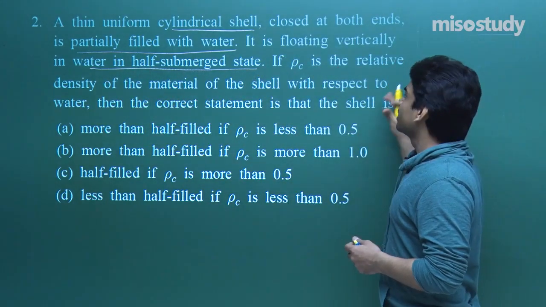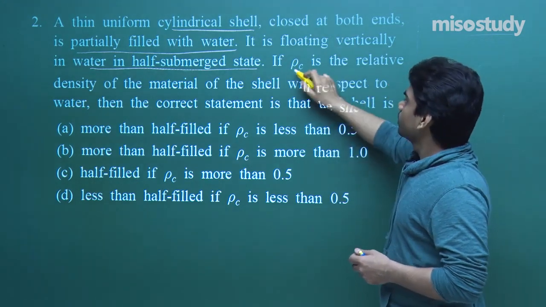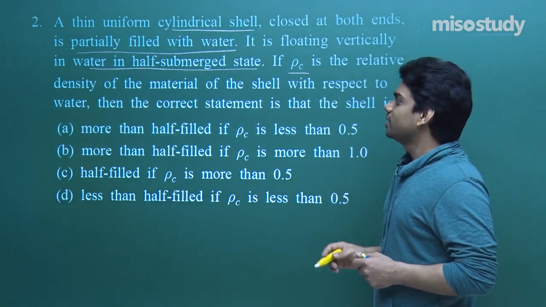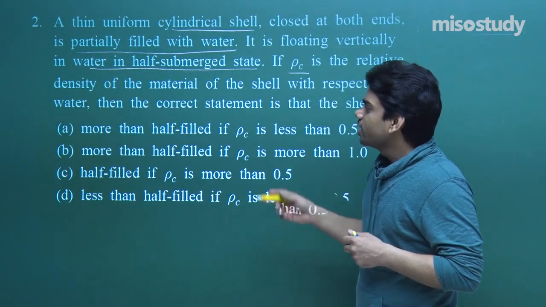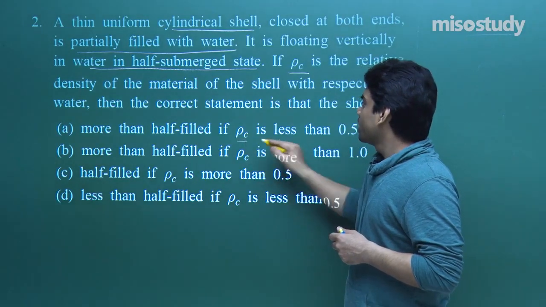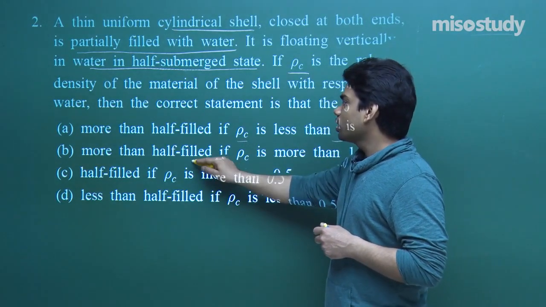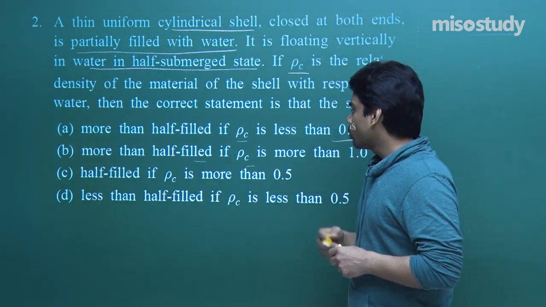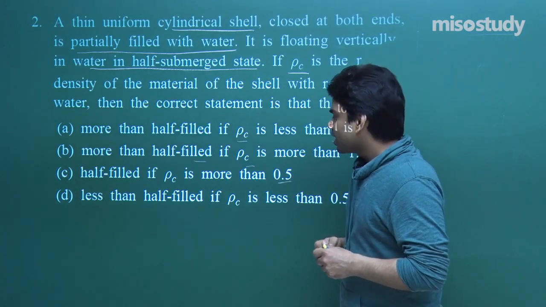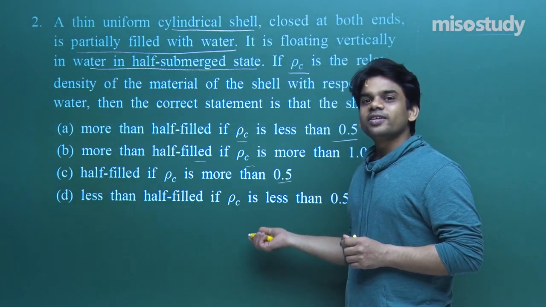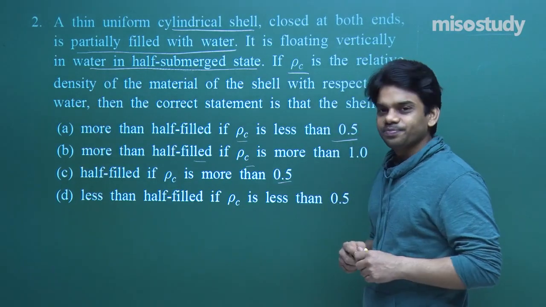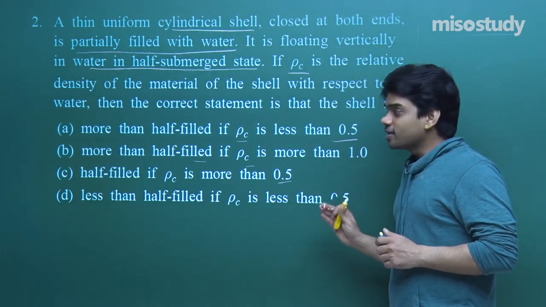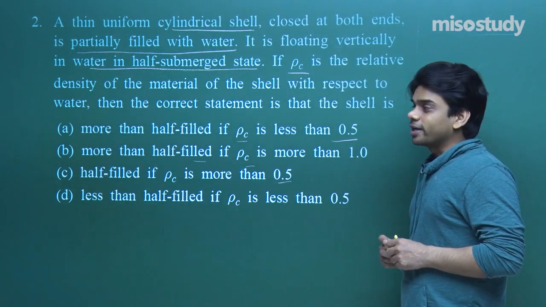If rho c is the relative density of the material of the shell with respect to water, then the correct statement is that the shell is: A, more than half filled if rho c is less than 0.5; B, more than half filled if rho c is more than 1; C, half filled if rho c is more than 0.5; and D, less than half filled if rho c, the relative density of the material, is less than 0.5. Check this question. It's not easy to derive the result if you just observe the statement of the question. You have to think it through accordingly.